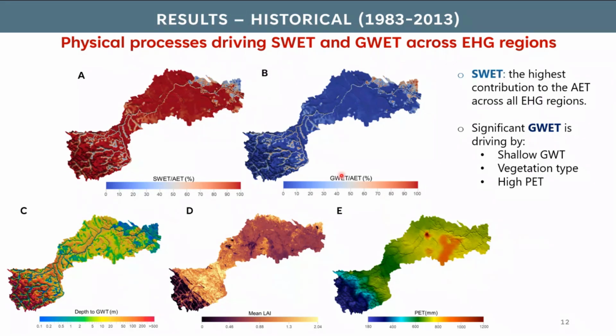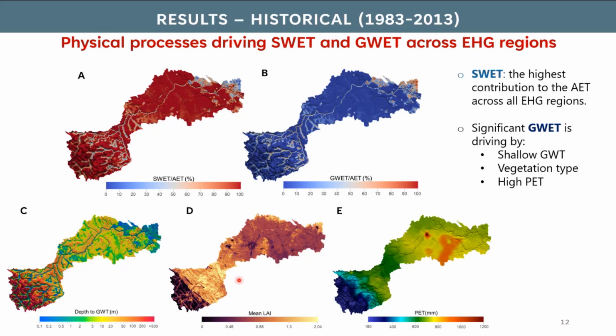After analyzing our results, we found that the cause of this is a combination of a shallow groundwater table, as you can see here in map C. In the riparian areas, and also in the northeast of the plain, we have a shallow groundwater table. Also, the vegetation type has large root depth and a large leaf area index. In map D, we have the representation of the mean leaf area index, where the higher values are located in areas dominated by forests. That is the case in the foothills, and also in the northeast of the plain, where we have some forests. It is also affected by a high potential evapotranspiration.